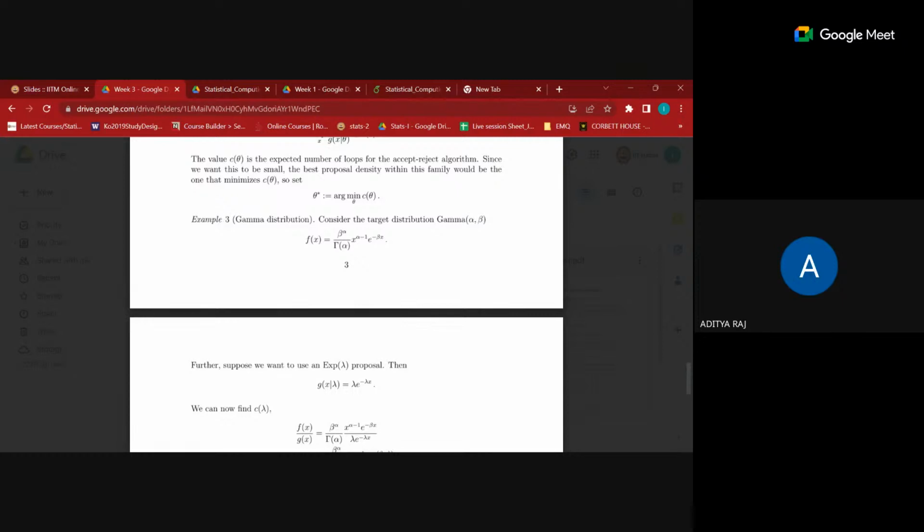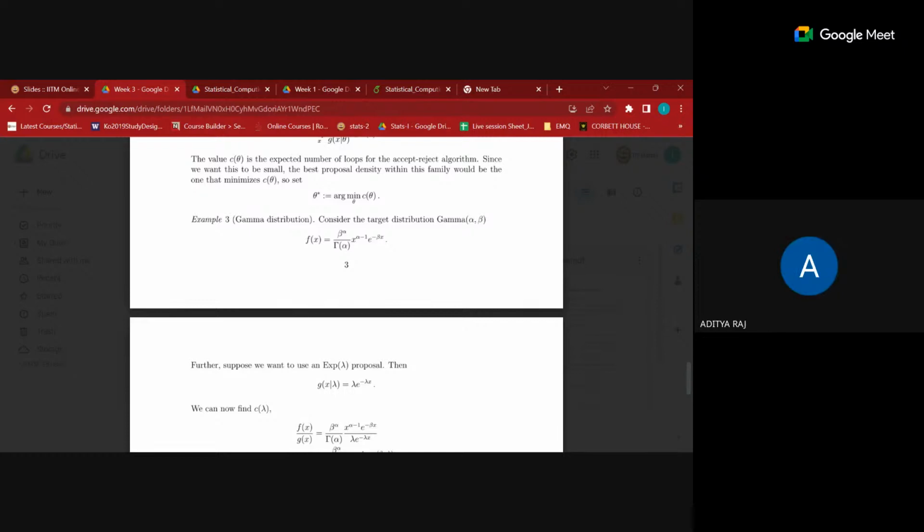Okay, yeah, so for most of the questions we might give you the proposal, but for some we might ask you also. The condition for the proposal is that its support should be equal to or greater than that of your target distribution, meaning the values it takes. Then you compute the c by computing that ratio. The lesser the value of c is, the more effective your algorithm would be. So we generally want the proposal for which your value of c goes down. Here ma'am has taken exponential with lambda randomly, but you can take any other distribution, compute c for that, and see if that proposal is better than this one.